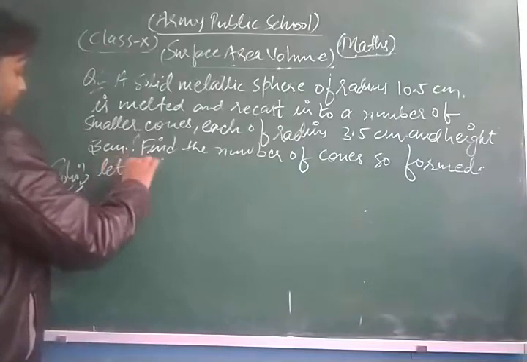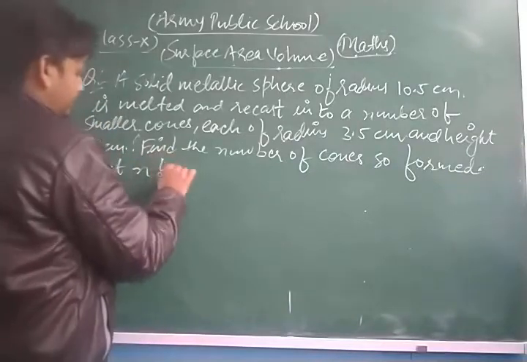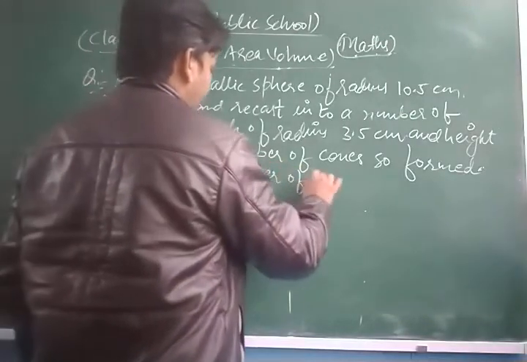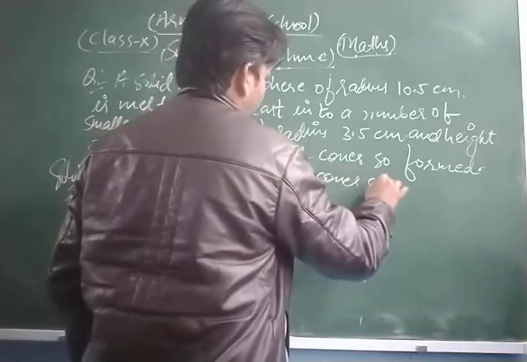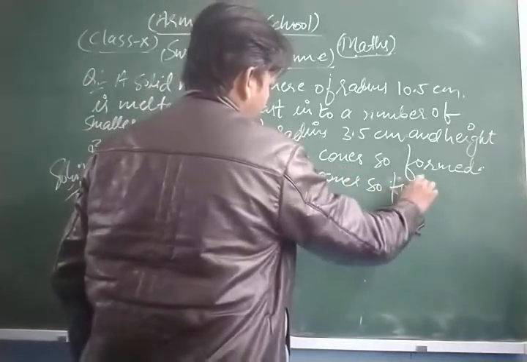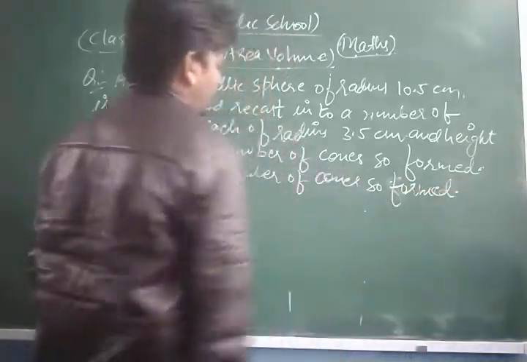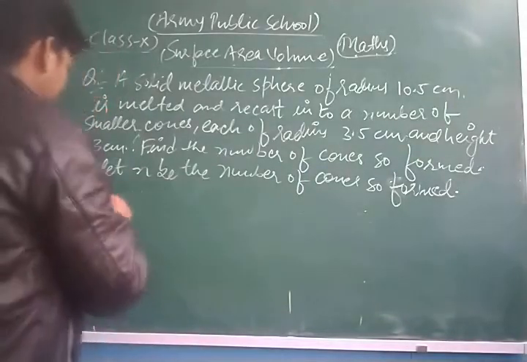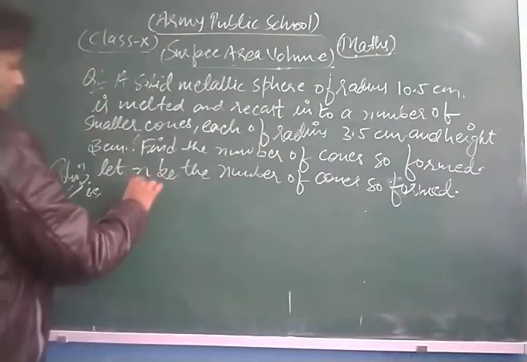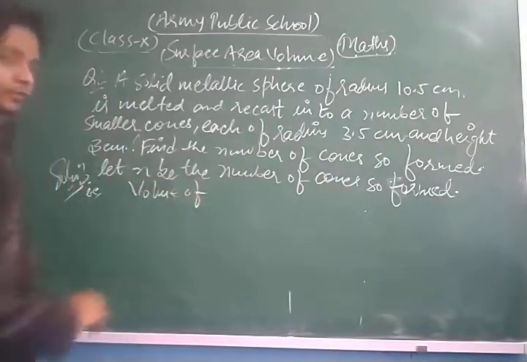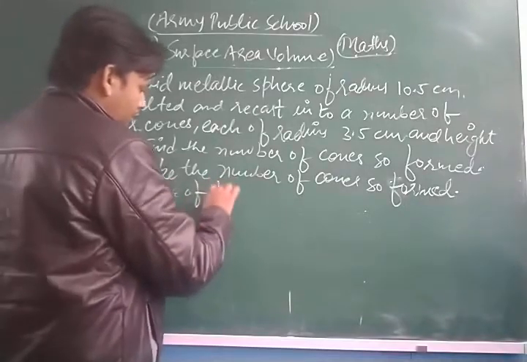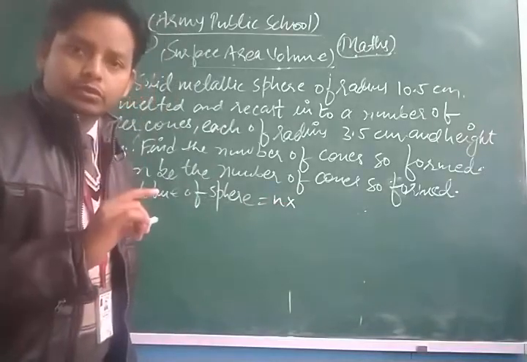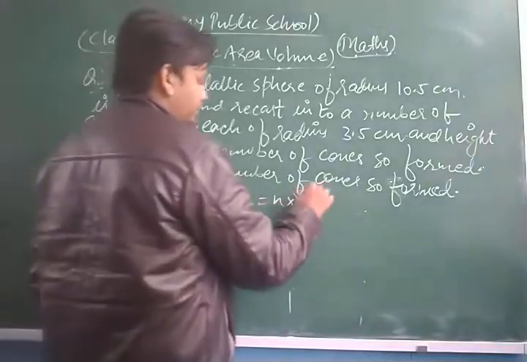Let n be the number of cones so formed. Then the volume of the sphere is equal to n into the volume of each cone.